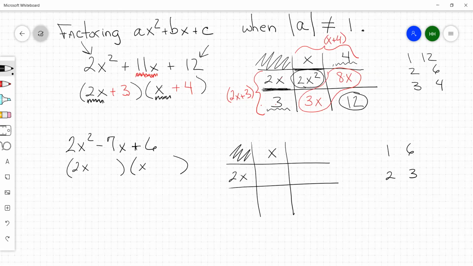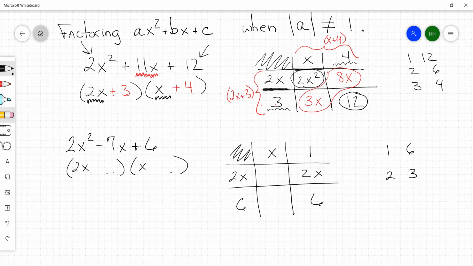So aren't I going to need a negative times a negative? I'm going to need a negative times a negative to get to a positive, and a negative plus a negative to get to a negative 7. 6 and 1 or 2 and 3. I'm going to go with this. If I go 6 and 1, I get 6x and I get 2x. And it doesn't give me 8x, does it? Or I'm sorry, it doesn't give me the 7x.